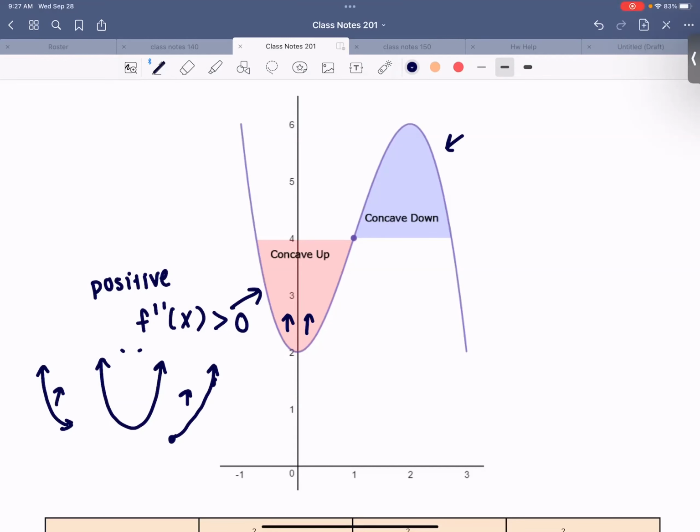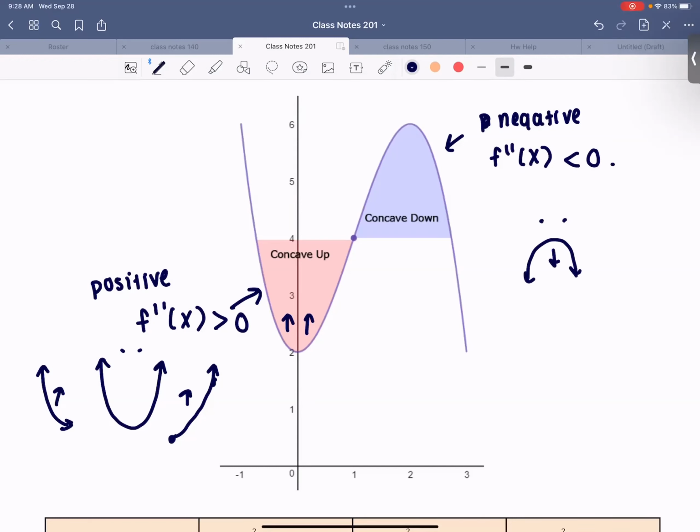When we're concave down, the second derivative is going to be negative. So f double prime of x is less than 0. And well, concave down looks like a frown. So negative concavity means we have something that is pointing down. The curve is going down.